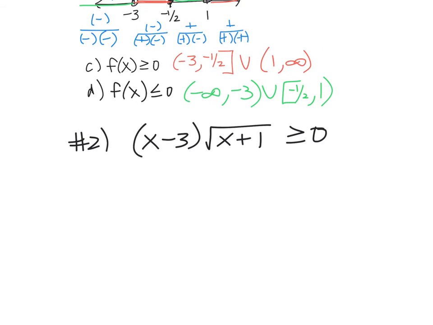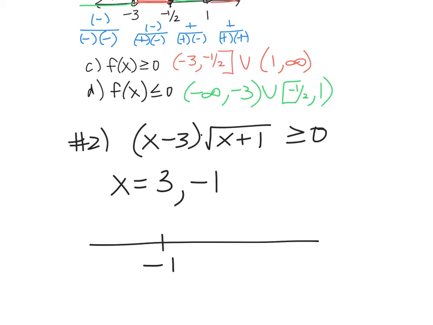First thing we're going to do is find out what's going to make this 0. These are just factors times each other. So 3 would make the whole thing 0, and what else? -1. Very good. If I plug in 3, the whole thing would be 0. If I plug in -1, the whole thing's 0. That just splits it up into 3 intervals this time, a little bit easier. So -1 and 3, and put solid dots on those because that's where our function equals 0.